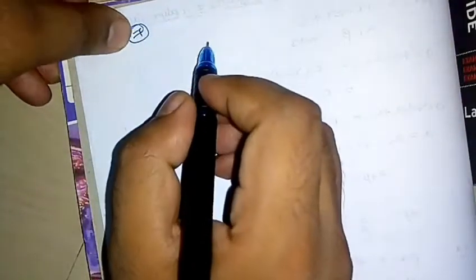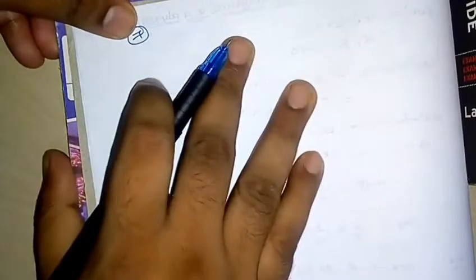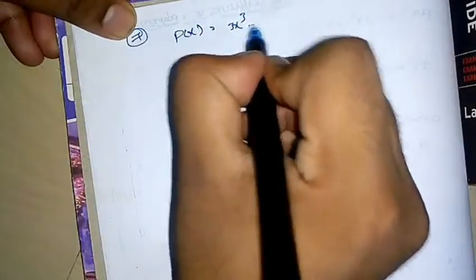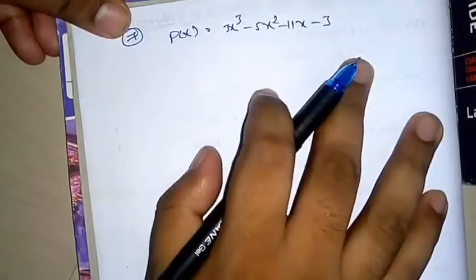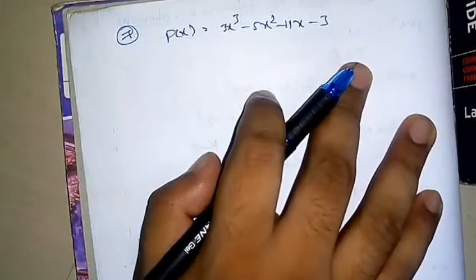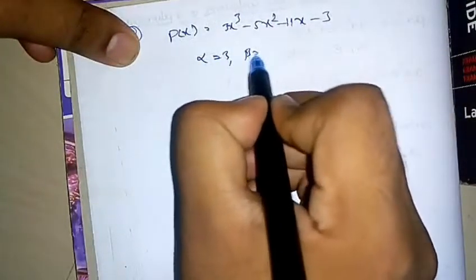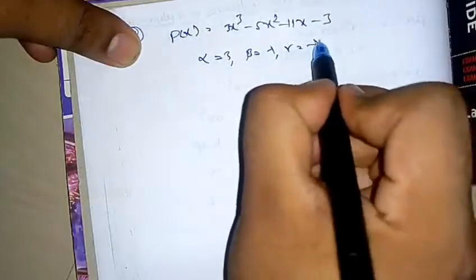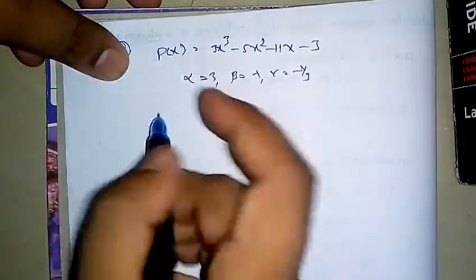Now let's solve example 7. Verify whether 3, minus 1, minus 1 by 3 are zeros of the cubic polynomial p of x is equal to 3x cube minus 5x square minus 11x minus 3, and then verify the relation between zeros and coefficients. So given alpha equal to 3, beta is equal to minus 1 and gamma is equal to minus 1 by 3. We have to check if these are roots of the given equation.